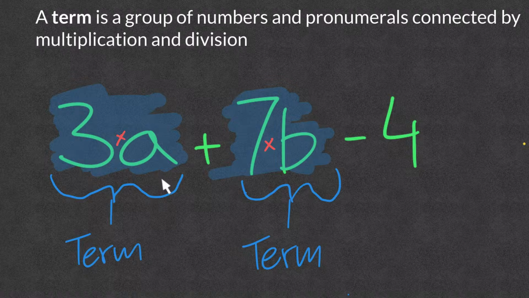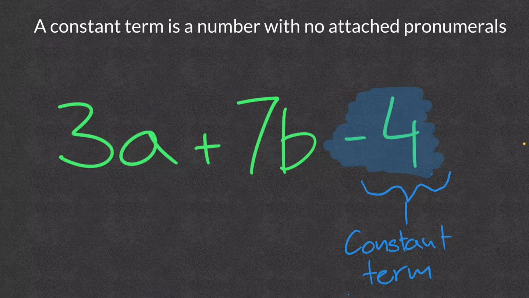So 3a is a term, 7b is another term. Now 4 is a term as well, but we call that a constant term. So a constant term is a number with no attached pronumerals. Now remember, pronumerals are these letters here. So pronumerals, or we also call them variables, are just those letters. They represent an unknown number, which we'll get onto in a second.